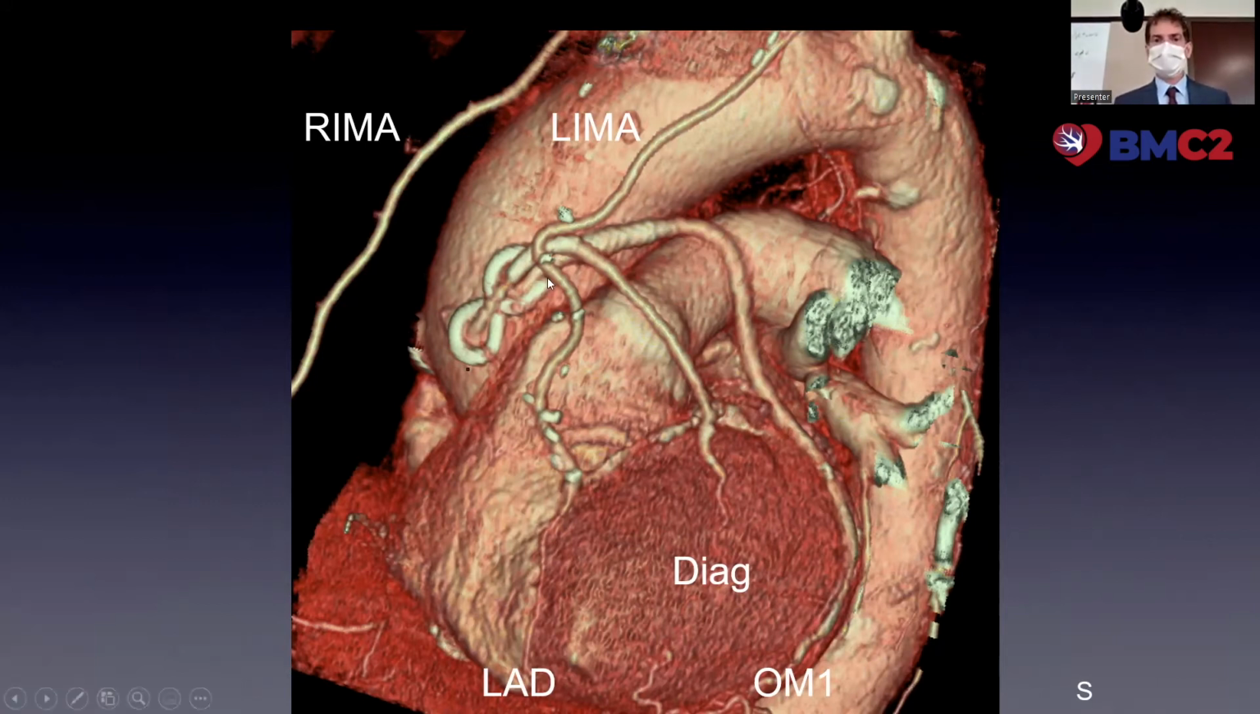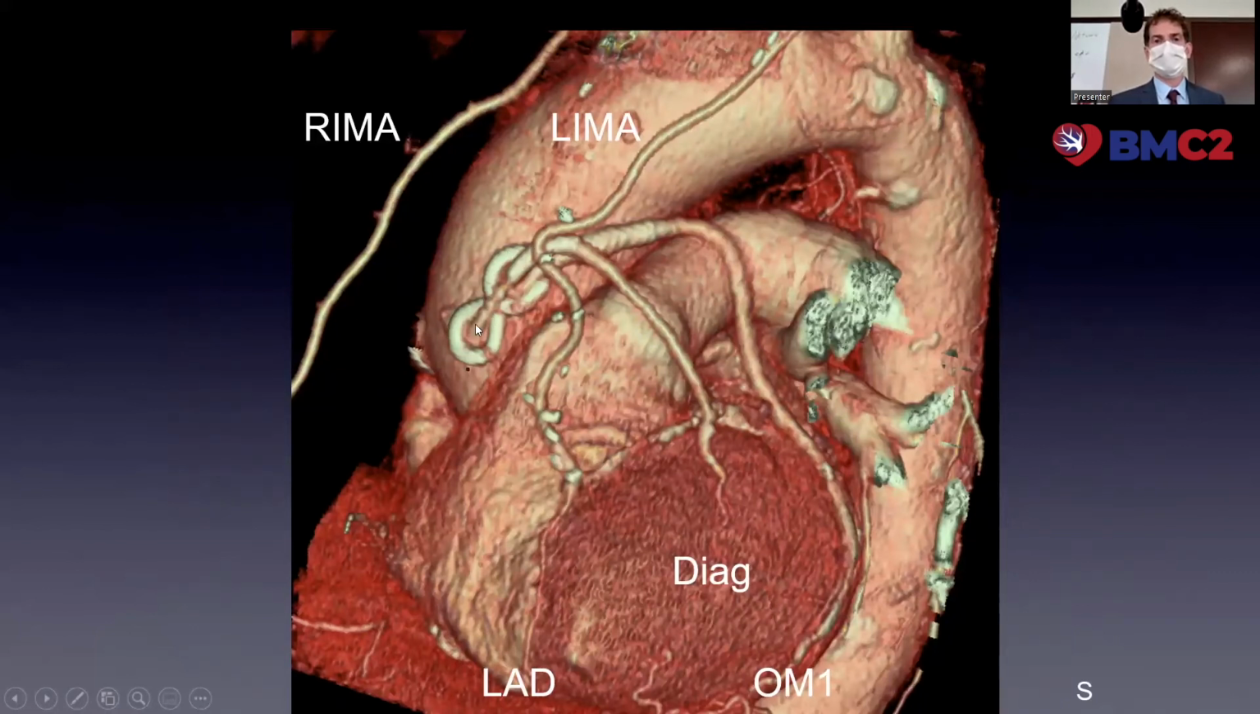So here is his graft. So here's the right internal mammary artery that runs right down the inside of the chest wall. That is not being used for bypass, but they did use the left internal mammary artery. You can see they basically took it down from the chest wall and brought it down here and attached it to the left anterior descending artery. And that looked fine.